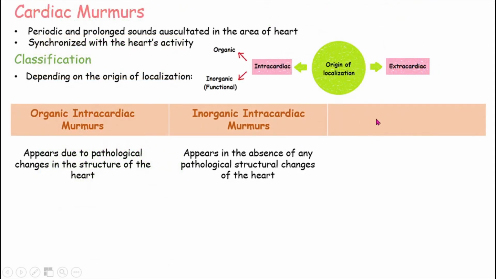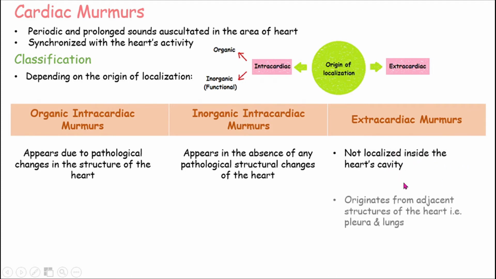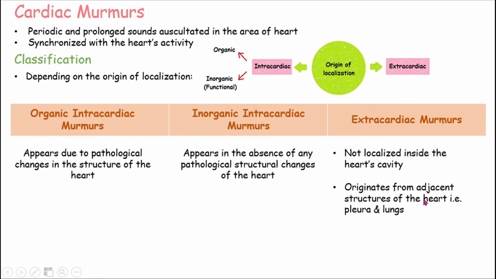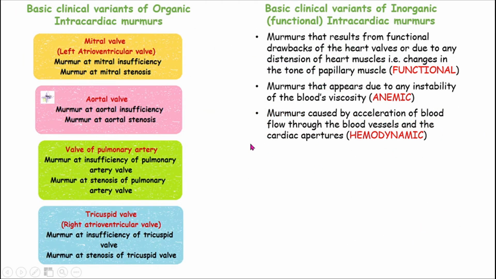Let's go to our next type, which is extracardiac murmurs. From the name itself we can see that these murmurs aren't located inside the cardiac cavity, and they are present in the adjacent structures which are located near the heart, for example the pleura and lungs. And also these murmurs can be connected to the heart's activity. And let's see some basic clinical variants of extracardiac murmurs.